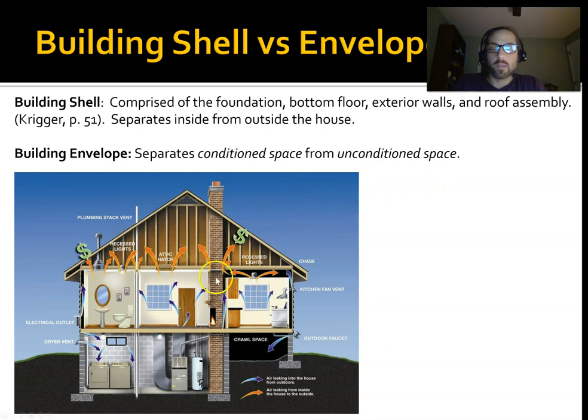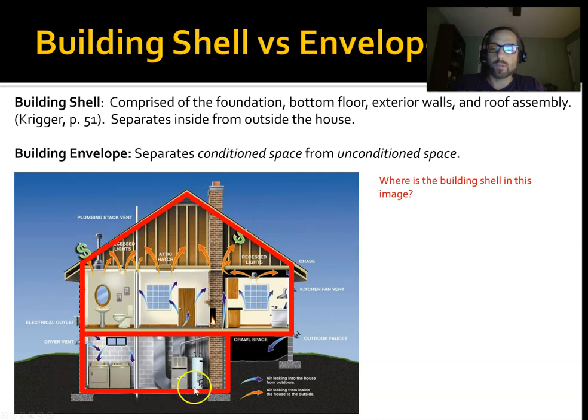Actually, right now. In this image here, I want you to think about which surfaces are the envelope and which surfaces are the building shell. Okay. So let's start with the shell. The shell, remember, separates inside from outside. So basically, the shell is going to be your roof and your walls and your foundation over here, the floor over here. This is kind of an in-between space, so I would consider that outside the house, really. So this is all the outside of the house. Okay, so that's your building shell.